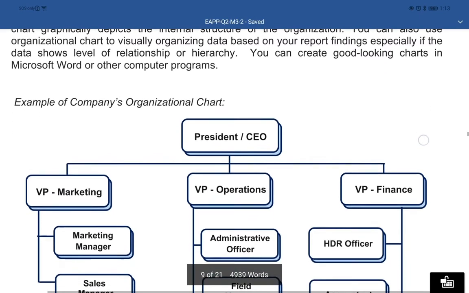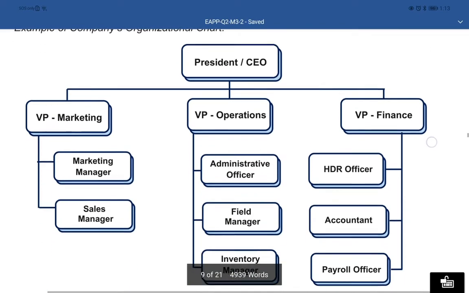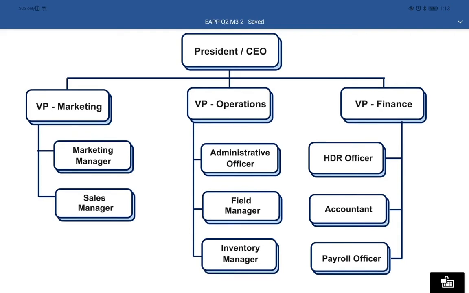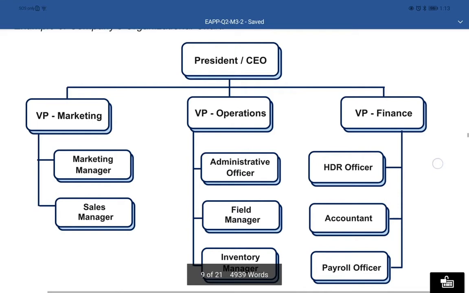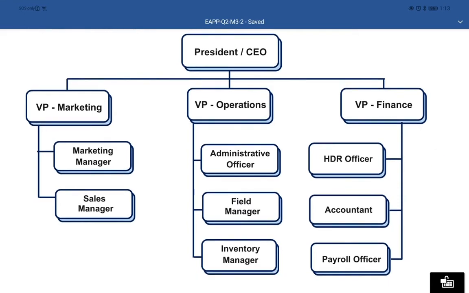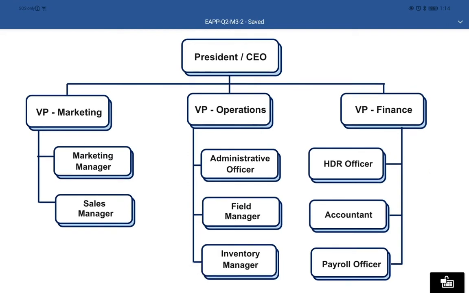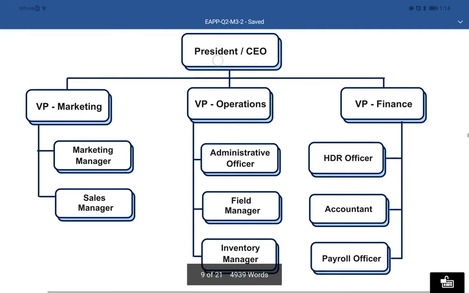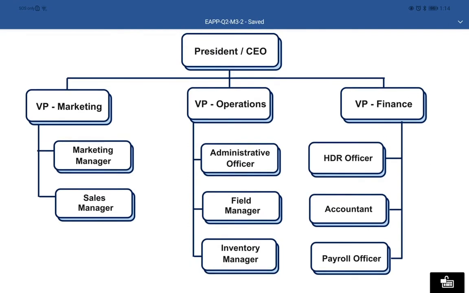Okay? A company's organizational chart graphically depicts the internal structure of the organization. You can use the organizational chart to visually organize data based on your report findings, especially kung yung data mo daw shows level of relationship or hierarchy. You can create good-looking charts in Microsoft Word or other computer programs. Ito yung example ng organizational chart. Yan.